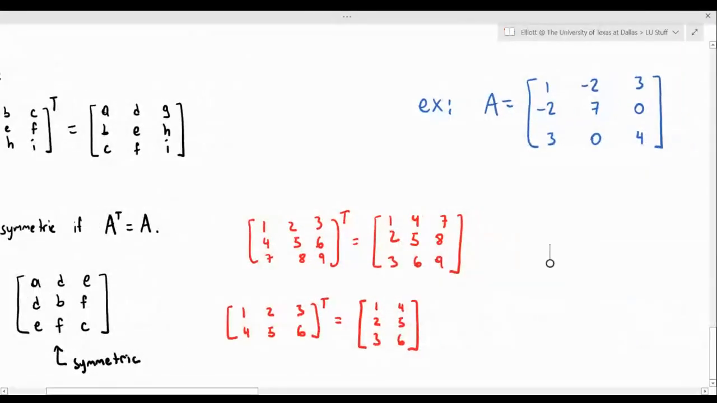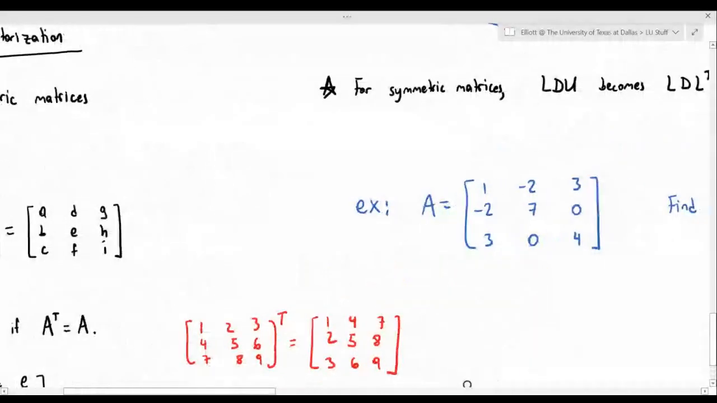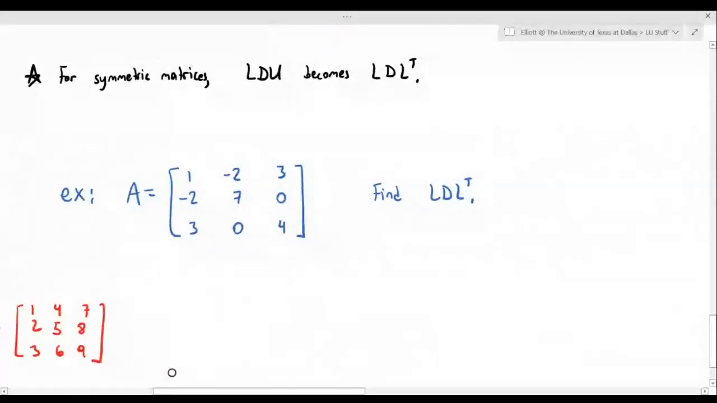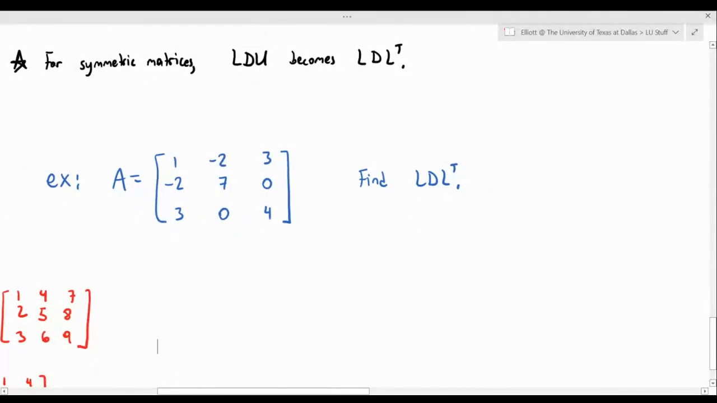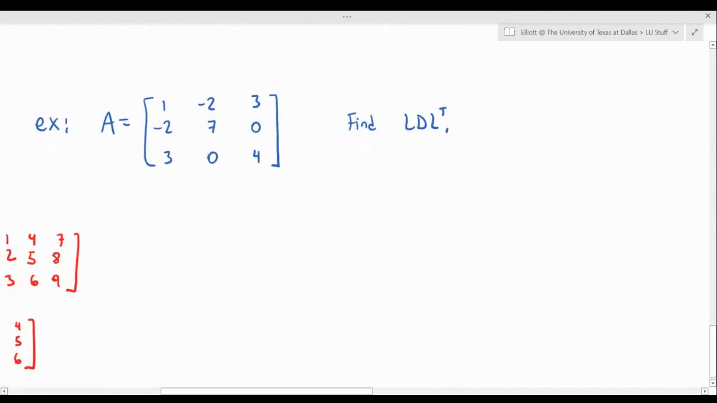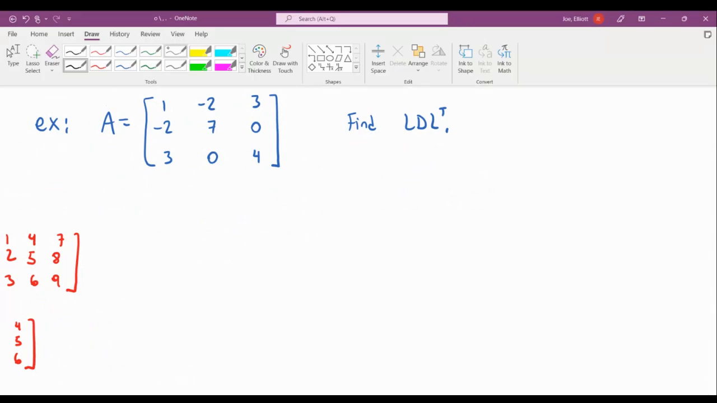So then to get the LDL transpose factorization for a symmetric matrix, the LDL transpose decomposition is actually the same as the LDU factorization. It's just that when your matrix is symmetric, the U turns out to be the transpose of the L, okay? So then to illustrate, I have a symmetric matrix over here. You'll notice this guy is the same reflected across its diagonal. So it is a symmetric matrix.